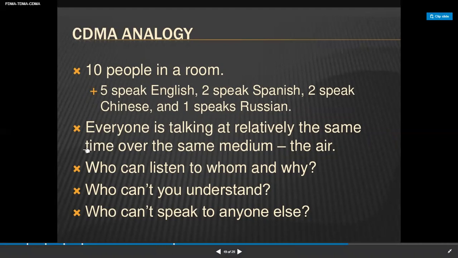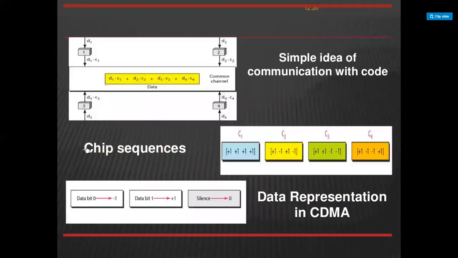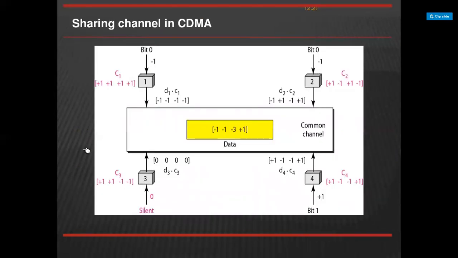Next, the analogy for CDMA is this example. This is the idea of communication with a code. Some code is given in order to understand, and the data representation in CDMA is given here: data bit 0, 1, silence. Next, the sharing of the channel in CDMA. This is a representation.